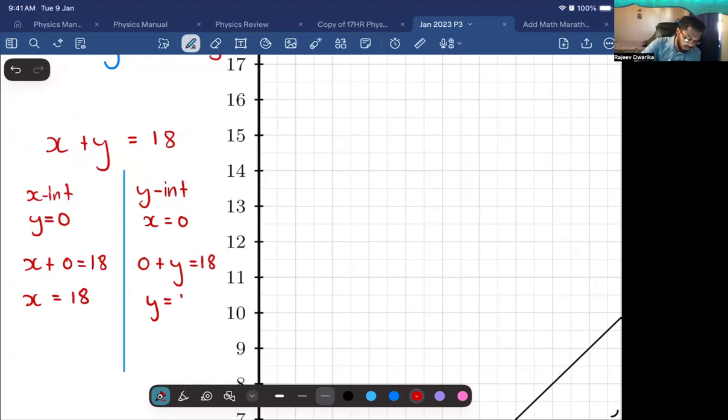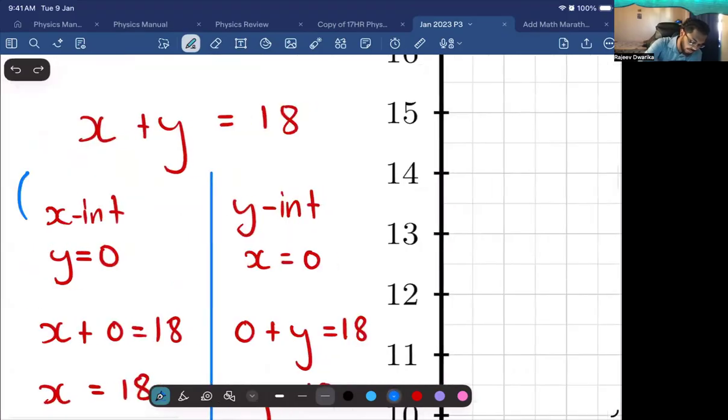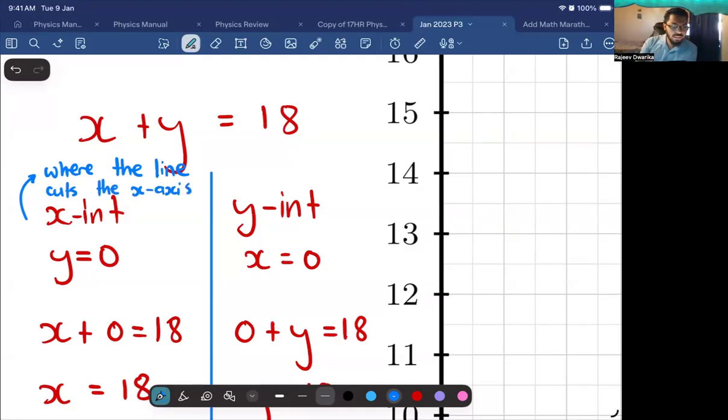Right. So if you are confused, the x-intercept is just the point where the line cuts the x-axis. That's all the x-intercept is. And guys, take a guess: if the x-intercept is where the line cuts the x-axis, what do you all think the y-intercept is? Somebody tell me. It's where the line cuts the y-axis.